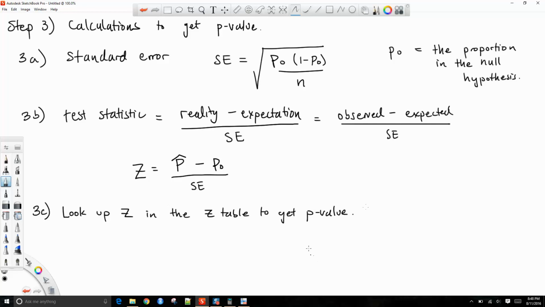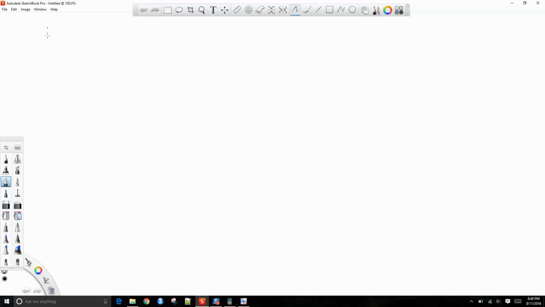All right, and then so I'm going to have to go to the next slide for this. So whether you want the area to the left or the area to the right or whatever, that depends on the alternative hypothesis, okay? So looking up z in the z table to get your p-value. Okay, so continuing, that means look at the alternative hypothesis. Look at HA. So if the alternative has a less than sign, your p-value is equal to the area to the left of z.